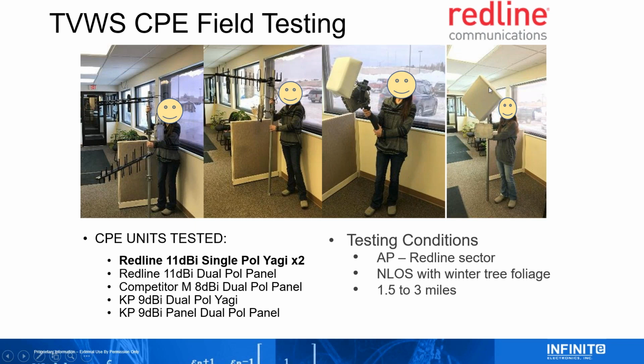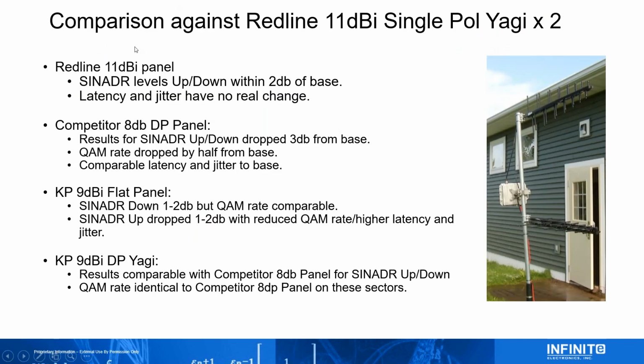But what we saw here was everything was compared against Redline's 11 dBi single-pol Yagis. I didn't have a picture of it, but with their 11 dBi panel, the center was about the same level as the base case, which is those Yagis, here in the picture on the right. Now, once they put in the competitor's smaller panel, they saw about a 3 dB drop in the signal strength, QAM rate dropped, and got some more latency and jitter.